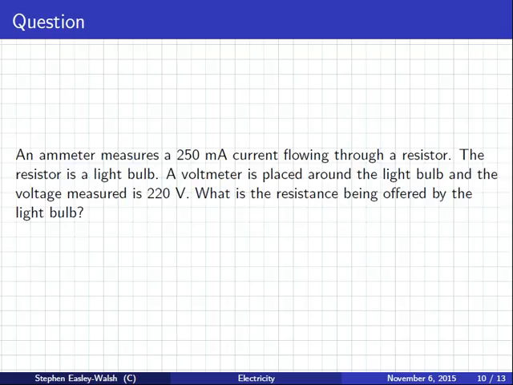Yeah. So we know the current, we know the voltage, and I would like you to use the triangle to tell me what the resistance is by using the triangle. Calculate. So you have I and you have V. What's the R?